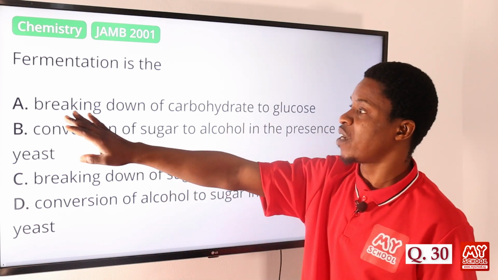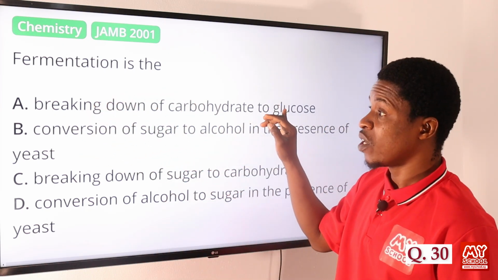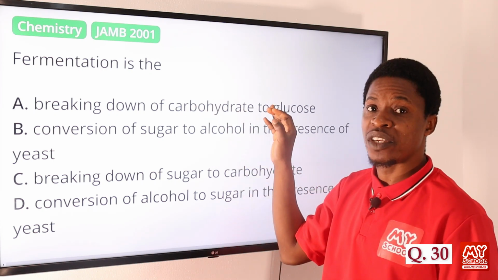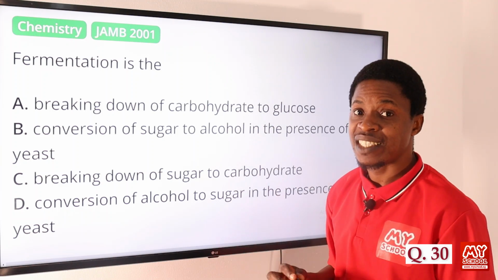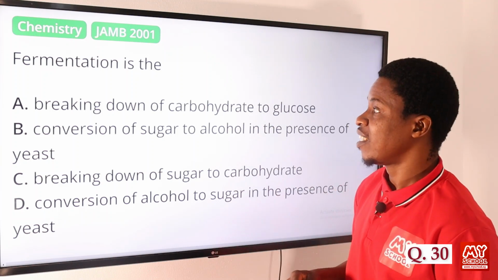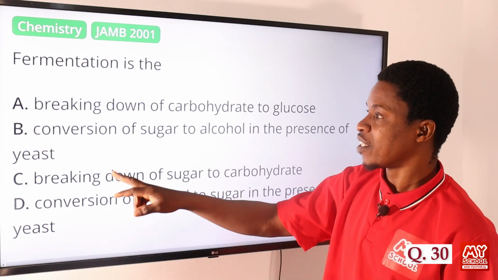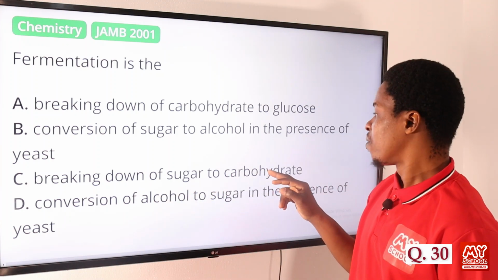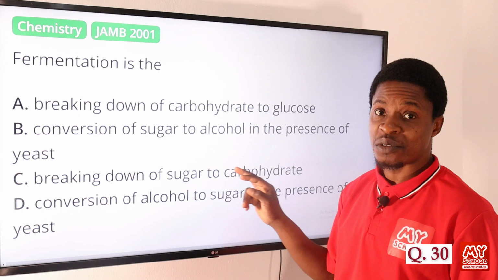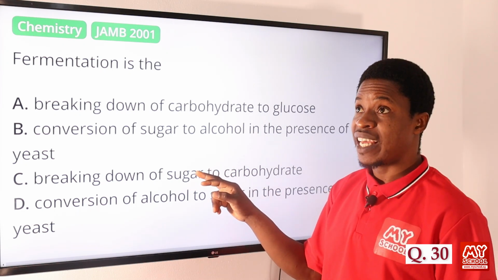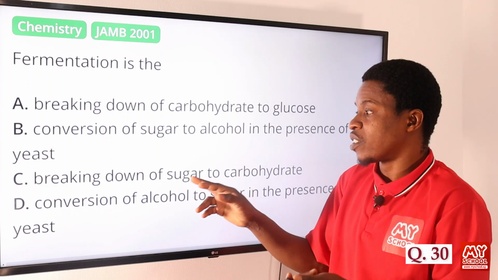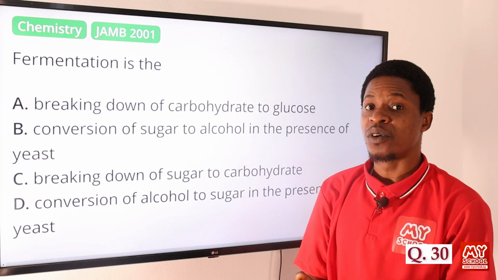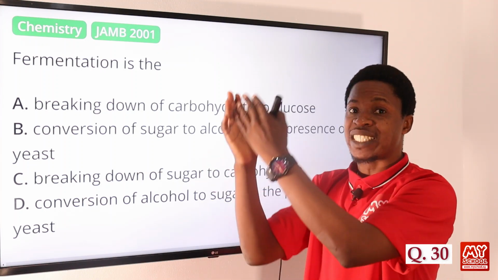So option A says breaking down of carbohydrates to glucose. No, that is not fermentation. If a large molecule is broken down into smaller molecules, that could be cracking. In petroleum we talk about cracking. So it is not option A. Look at option B, breaking down of sugar to what? To carbohydrate. You can't break sugar down to carbohydrate because sugar is like the end product, the smaller unit. Glucose is a sugar, while carbohydrate is a macromolecule, a bigger molecule. So you don't break a smaller thing into something that is bigger.